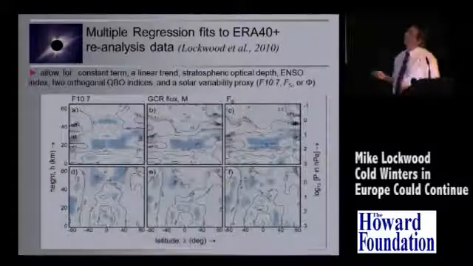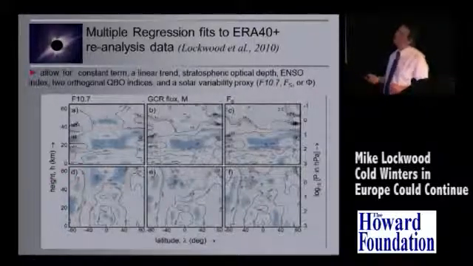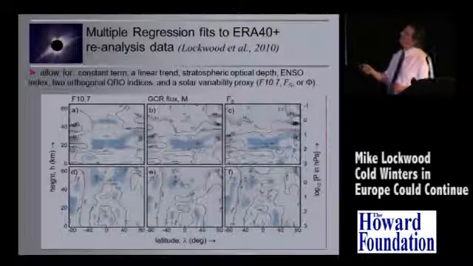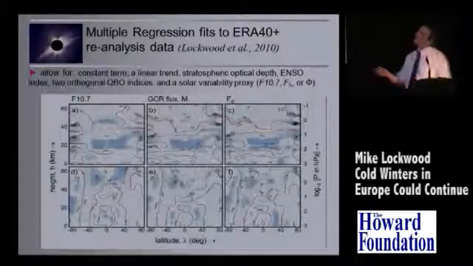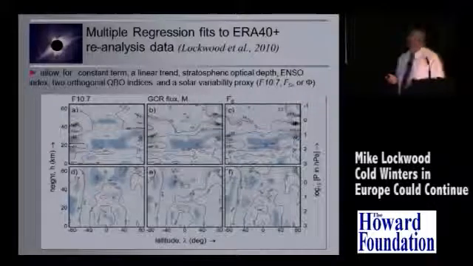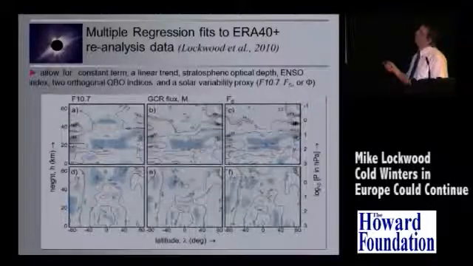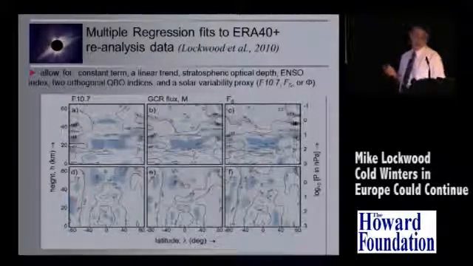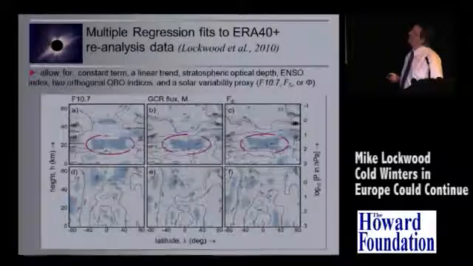Taking a look at these height versus latitude plots. This shows you the correlation in the equatorial stratosphere with three solar indices. F10.7 is like sunspot number, cosmic rays, and open magnetic flux. In fact, open magnetic flux performs best. Correlation is highest and most significant here. So we know about that. That's the effect on the stratosphere.